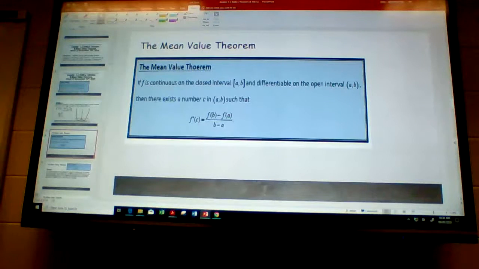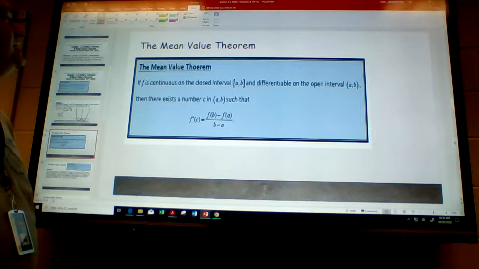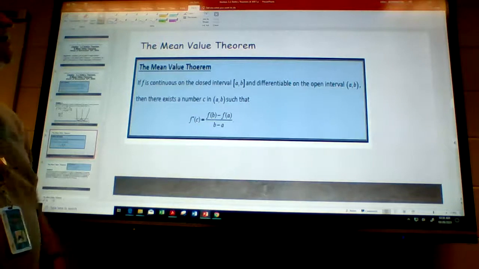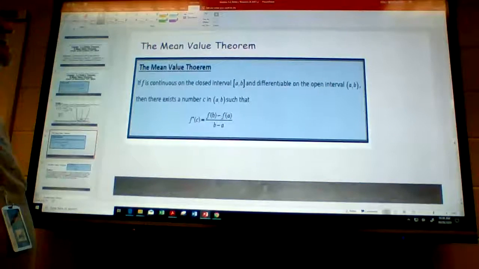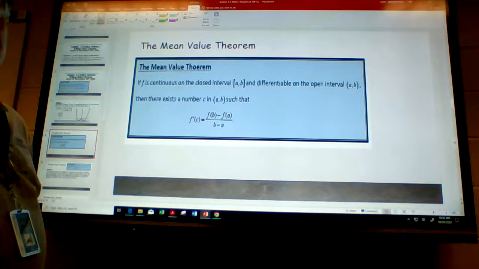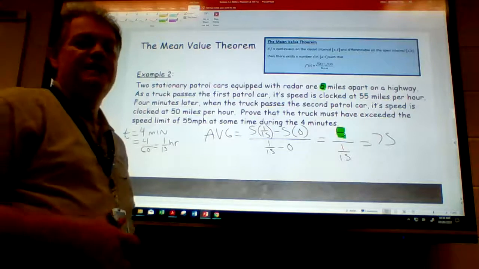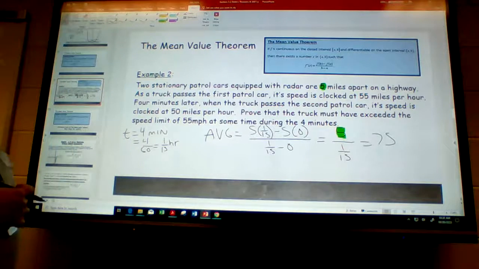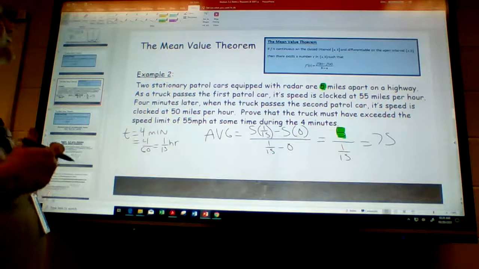Mean value theorem says if f is continuous on the interval from a to b and differentiable on the open interval from a to b, then there exists a number c such that f prime of c equals f of b minus f of a all over b minus a. All right. Okay, this is kind of a tricky problem, but I went ahead and wrote it out for you. Now, here, I'm going to read it for you, then we'll talk about what it all means.